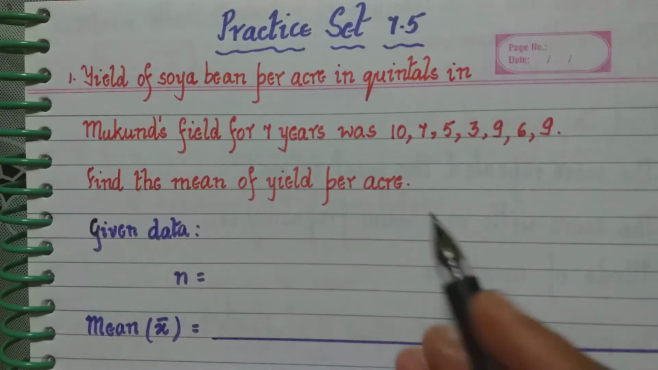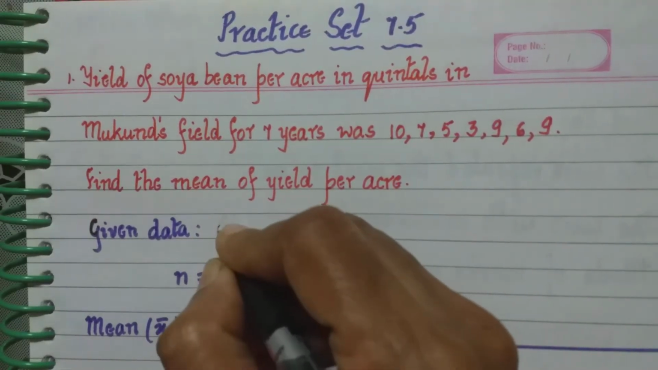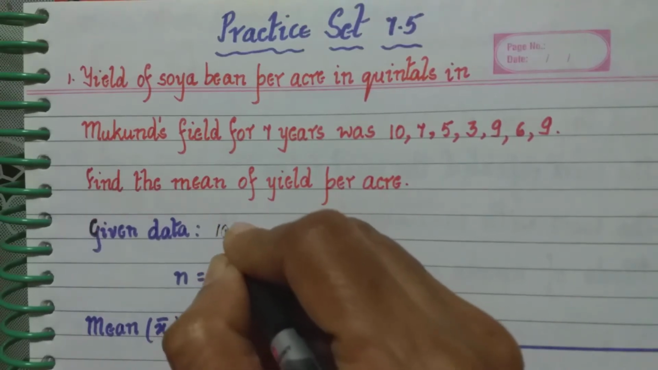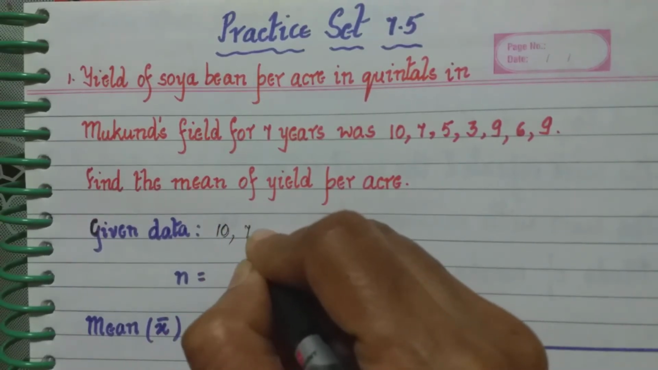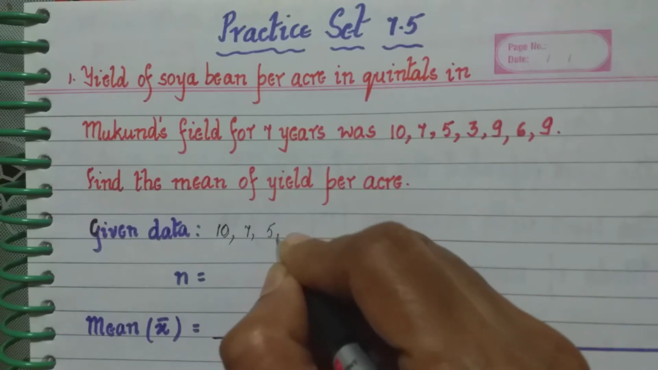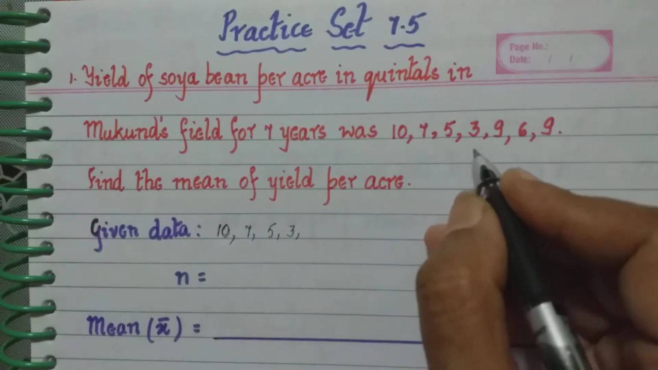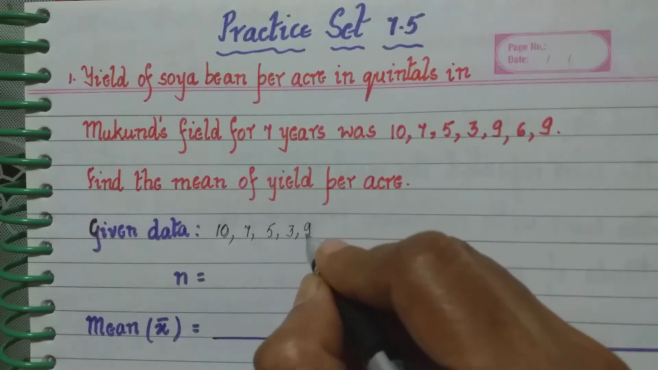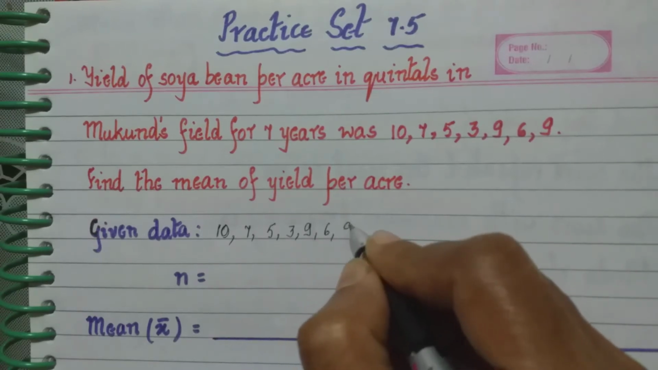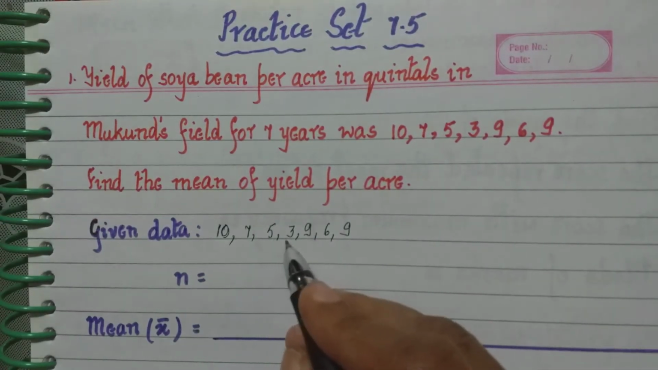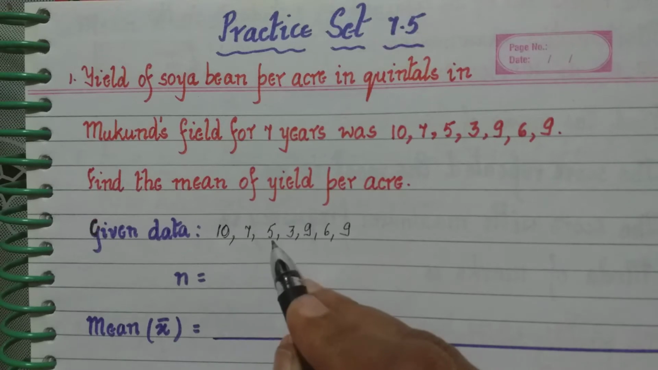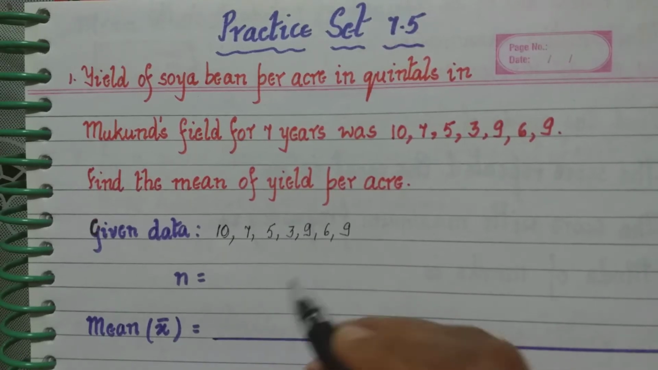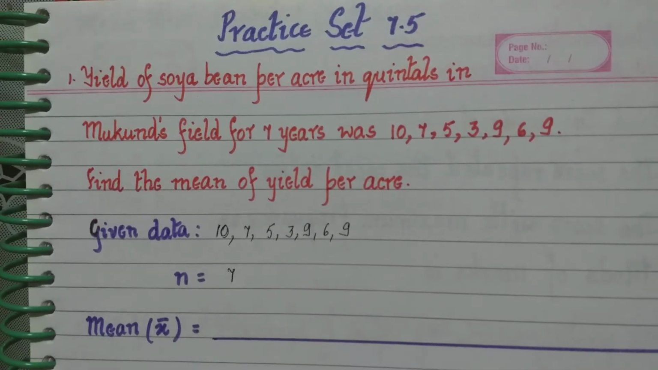10, 7, 5, 3, 9, 6 and 9. Now what is n? The number of observations. 1, 2, 3, 4, 5, 6 and 7. So n is equal to 7.